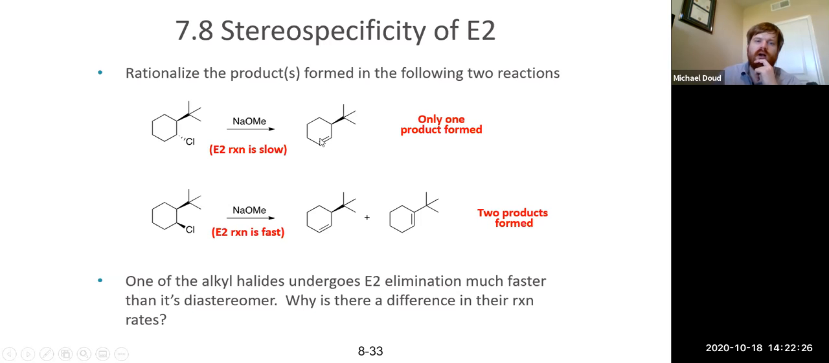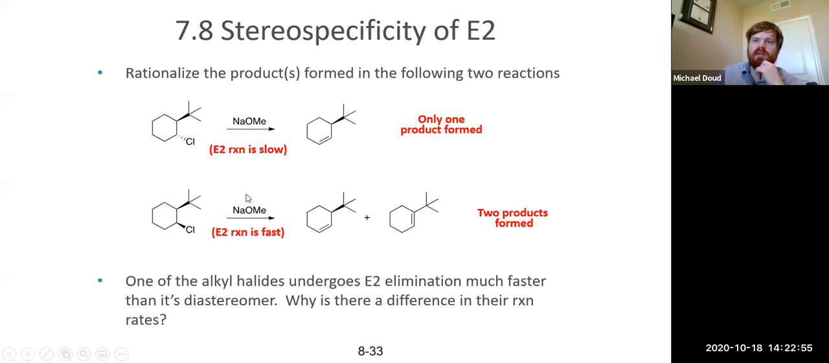Additionally, you only get one product on this reaction here, whereas on the second one, you actually get two possible products. Basically, here we get a Zaitsev product and a Hofmann product. So what would account for that difference? Why don't you think about it for a second, pause the recording. Why is it that you only get one product and you have a slow reaction here, whereas down here you have a fast reaction and you get two different products?